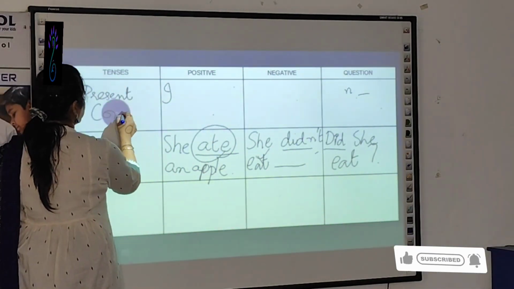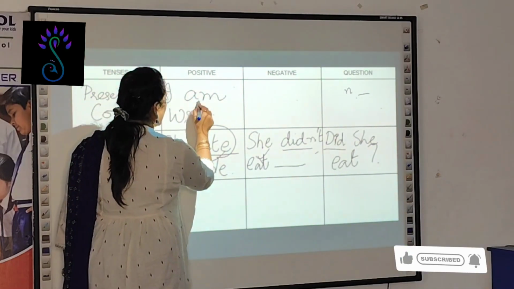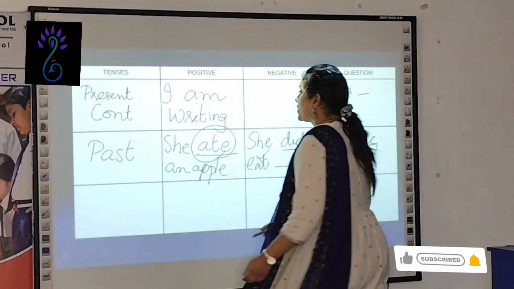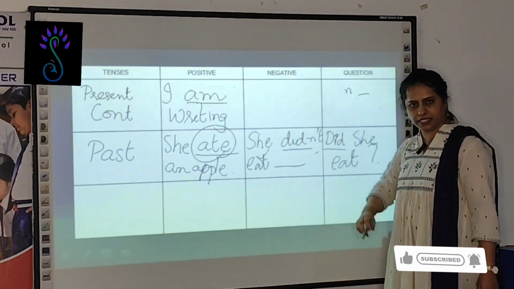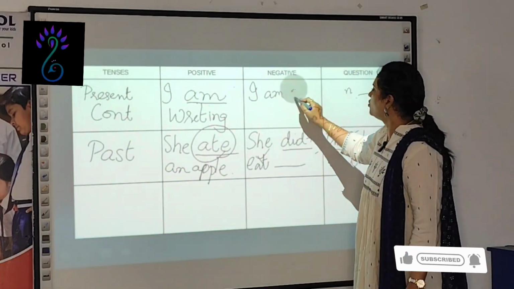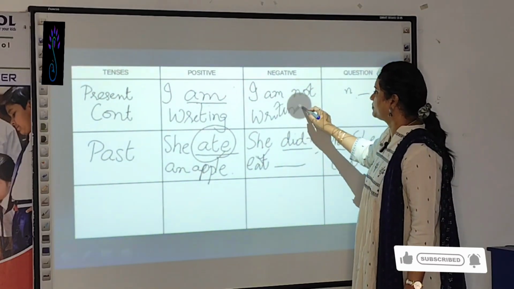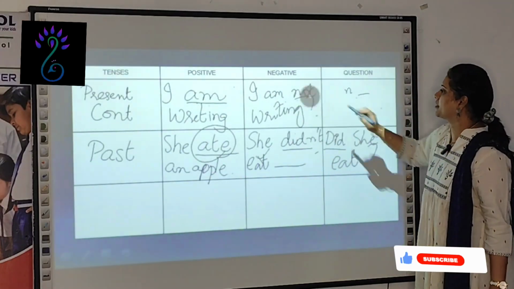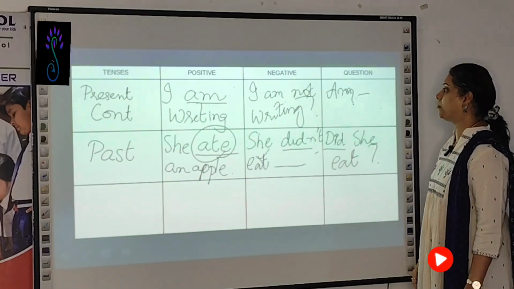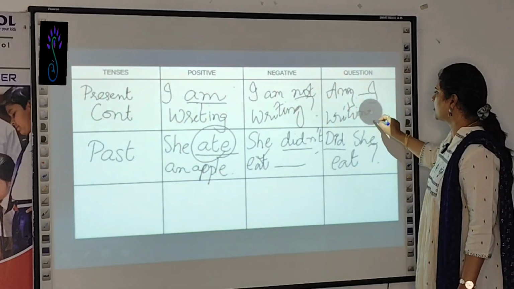Present continuous. I am writing a note, or I am writing on the board, whatever. What will you do? Already you have the auxiliary form, isn't it? You are adding not to the auxiliary form. I am not writing. Okay, question mark, not, negation. Here it should start with the auxiliary form. So, am I writing?